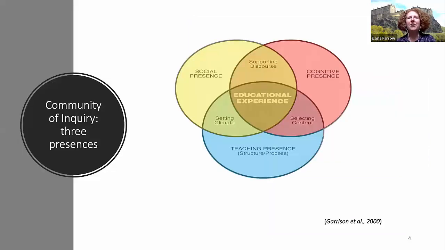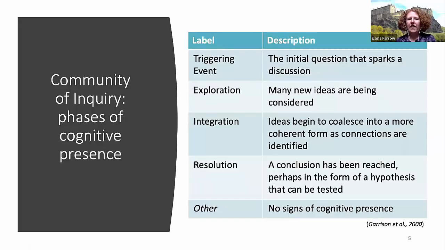So first, the Community of Inquiry framework. It postulates three presences which are important for the overall educational experience: social presence, teaching presence, and cognitive presence. And cognitive presence is considered the most fundamental of the three. And it's the phases of cognitive presence that we will be using in this work as indicators of depth and quality of participation. So there are four of these phases.